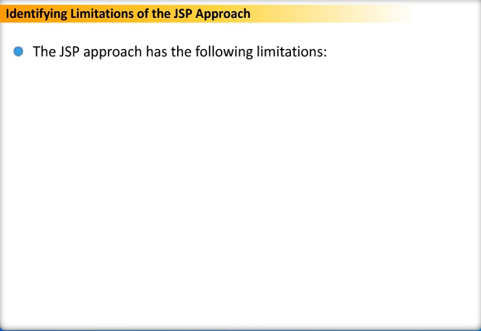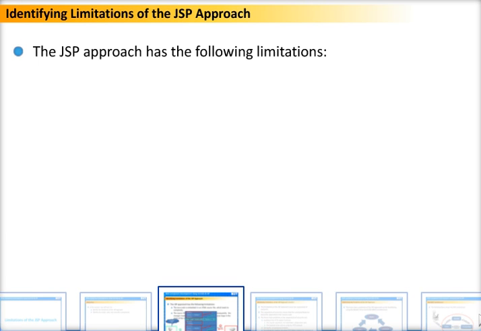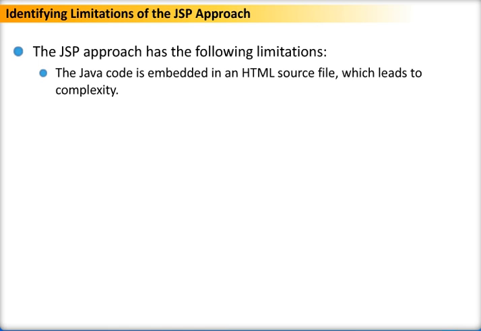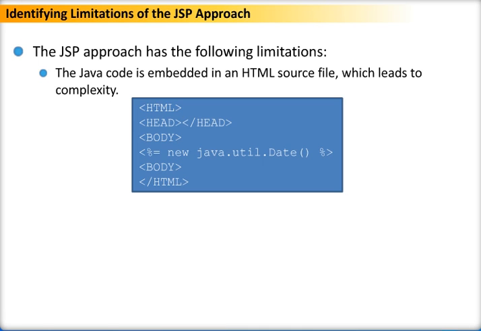The JSP approach creates dynamic web applications and may lead to various limitations. In the JSP approach, the Java code is embedded in an HTML source file, which leads to complexity. As shown on the screen, the HTML code and Java code are written in a single file. Hence, they hamper the readability of the file.